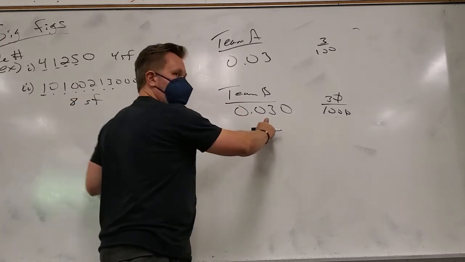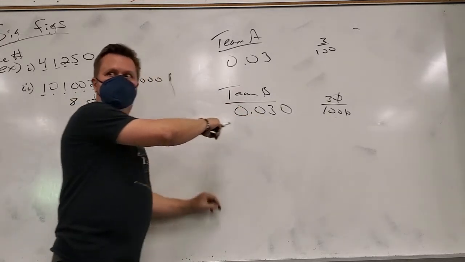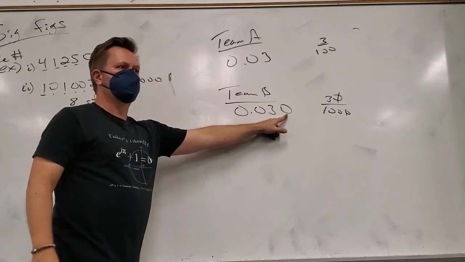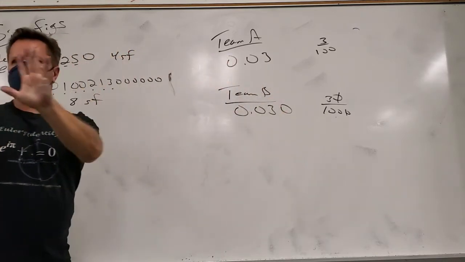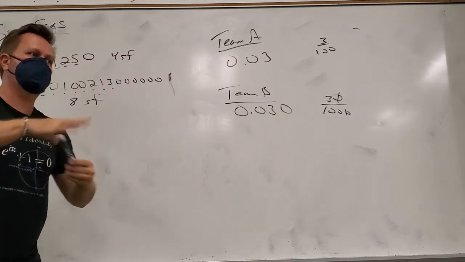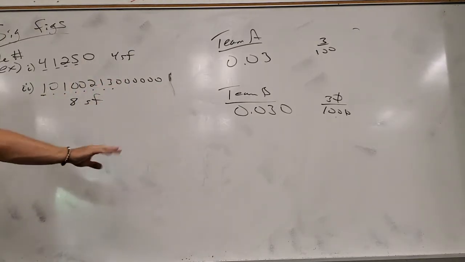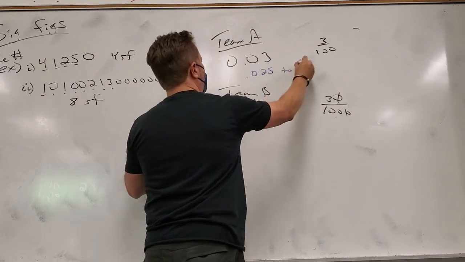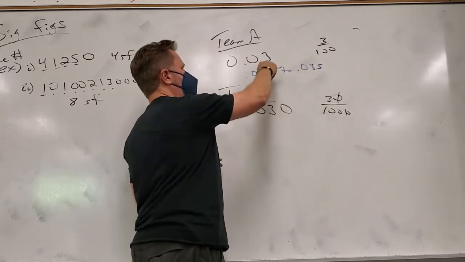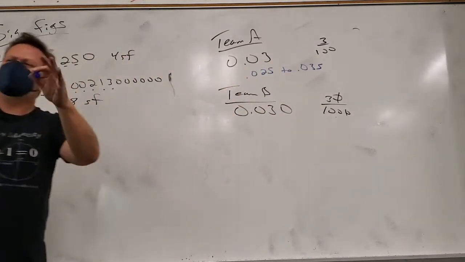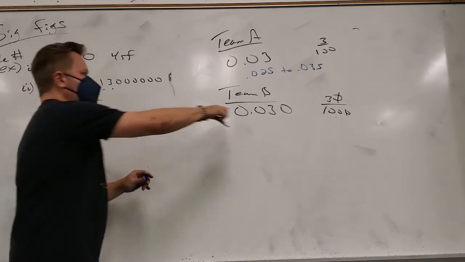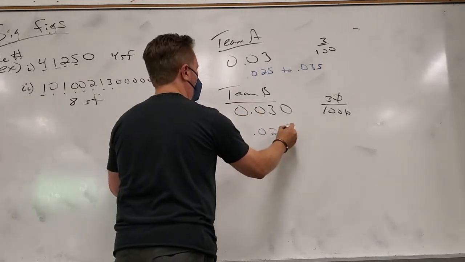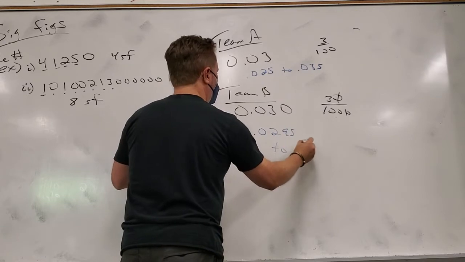This team was more certain, because they went all the way out to this place. So it's sort of like this. It's not exactly like this, but it's sort of like this. Are you guys okay? Yeah. It's sort of like these guys think it's anywhere from 0.025 to 0.035. Right? 0.03 is right in the middle of those. So they think it's somewhere in there. These guys think it's anywhere from 0.0295 to 0.0305.